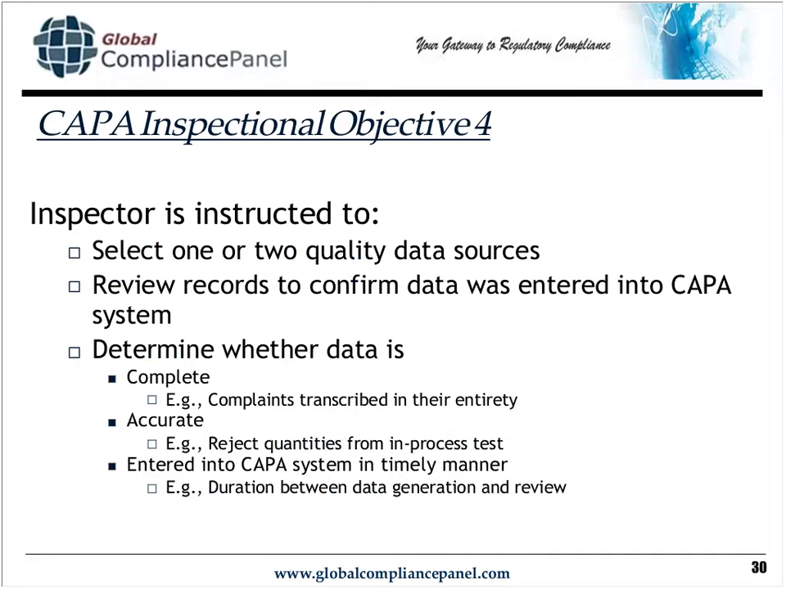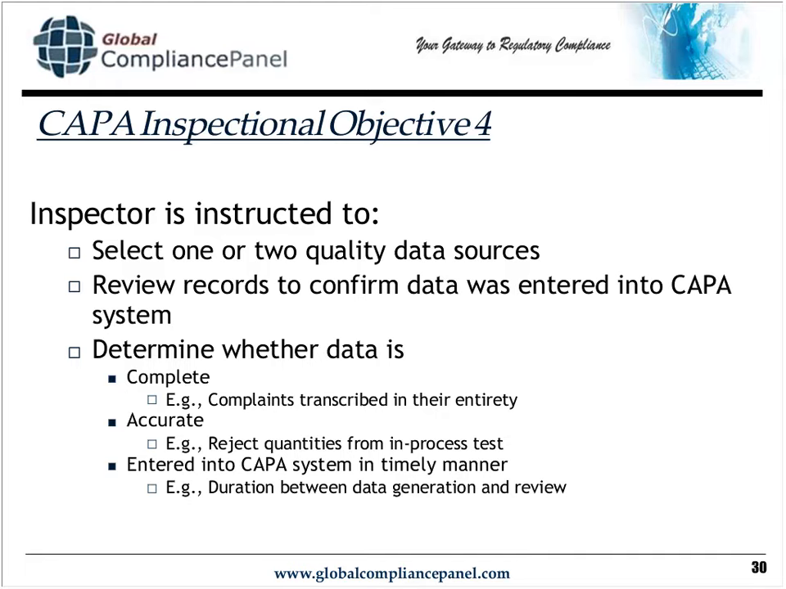They're going to look to make sure that the data is complete. The example I've given here is actually complaints, so that the 106 complaints received that month have all been fed into the CAPA system for evaluation. The inspector is going to make sure that the data is accurate, so they're going to look at an in-process test, for example, and look at the reject quantities and make sure that that quantity of rejects was the exact quantity that was fed into your CAPA system.